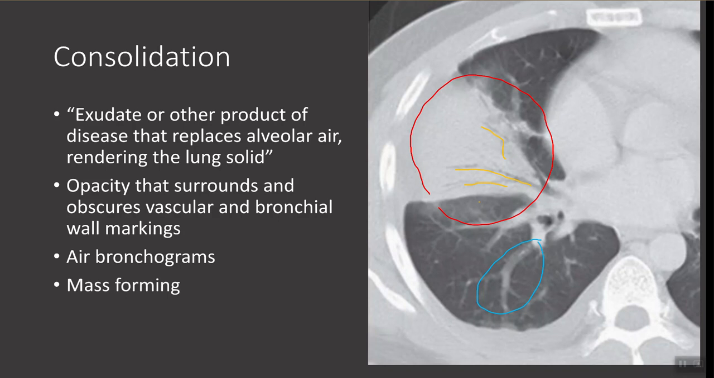Not uncommonly, consolidation can be mass-forming, so we can look for secondary clues of mass-forming processes by looking at the fissures. In this case, there isn't any mass-forming process here, but if there was mass-forming consolidation, what we could see is bulging of the fissures. So that's this area down in here. The fissure was being pushed away from the consolidation. We can see that that consolidation is mass-forming. So sometimes consolidations can be mass-forming.